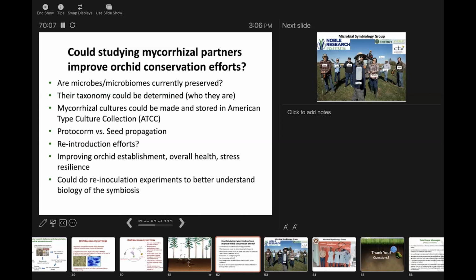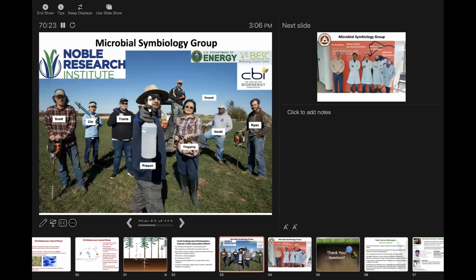I showed you all these sorts of screens we could do for these microbes and figure out what their potential is. And then we could even do re-inoculation experiments to study the biology of the interaction, right? So that is what I have for you.